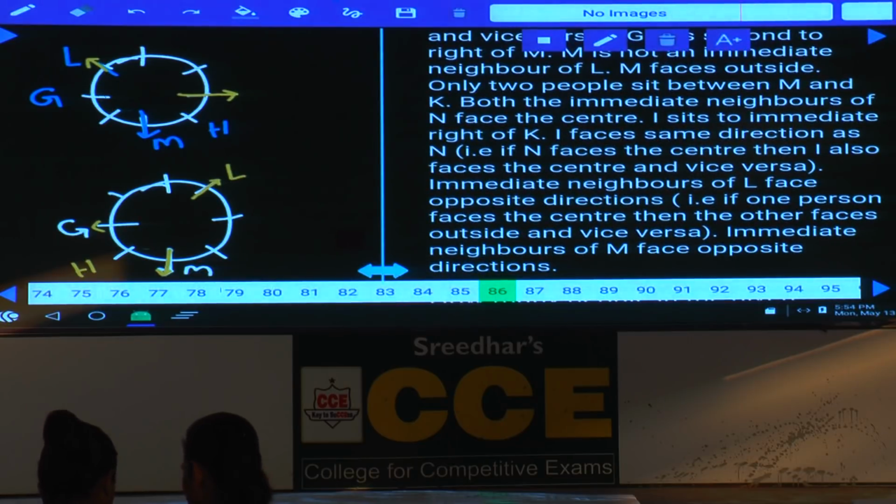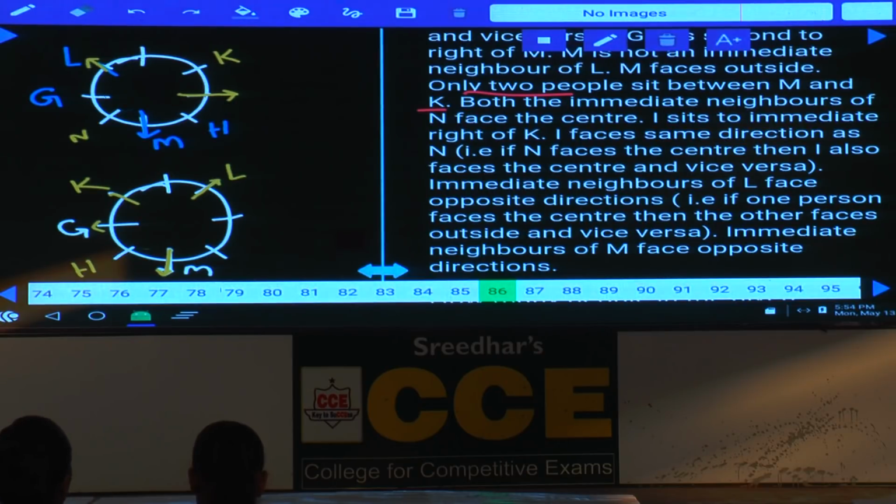M faces outside, only 2 people sit between M and K. Now between M and K, how many people are there? There must be exactly 2 people, and in the first case K is here. Only 2 people between M and K. Both the immediate neighbors of N face the center. Now tell me whether N can be at this place or not.